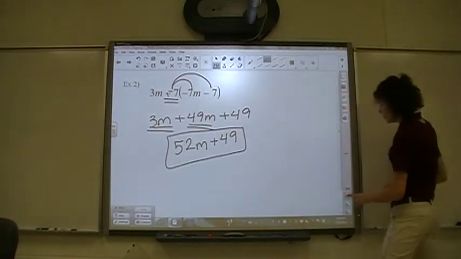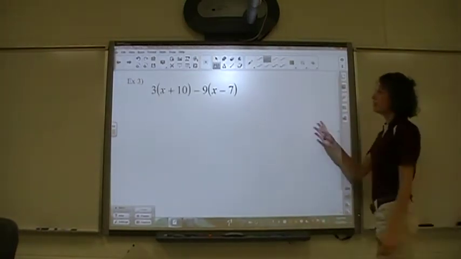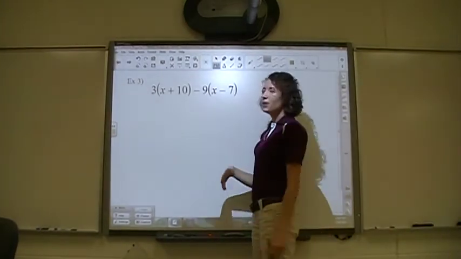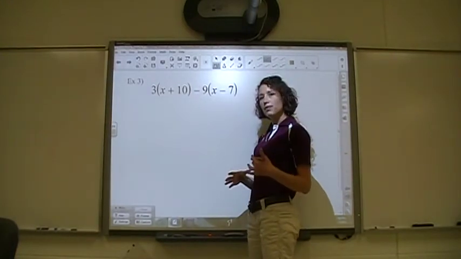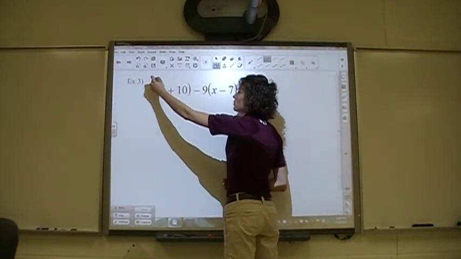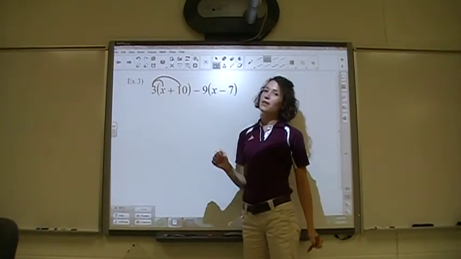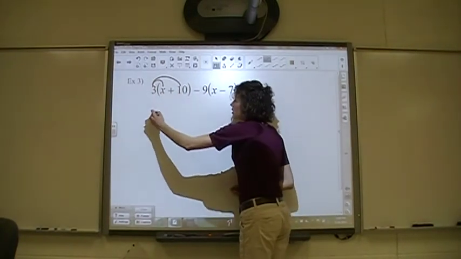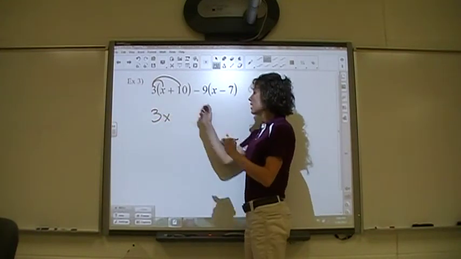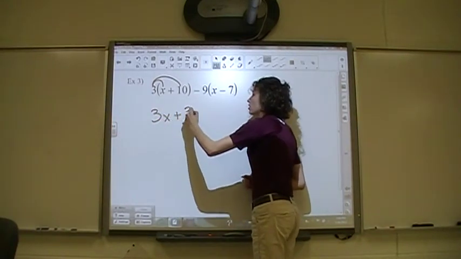Alright, I got one more example for you. This time we have to distribute twice, but you just do the same exact thing and then simplify completely. So the first one, we want to take our 3 and distribute it because we have 3 times the quantity of x plus 10. So we're going to get 3x, then 3 times 10 gives me plus 30.